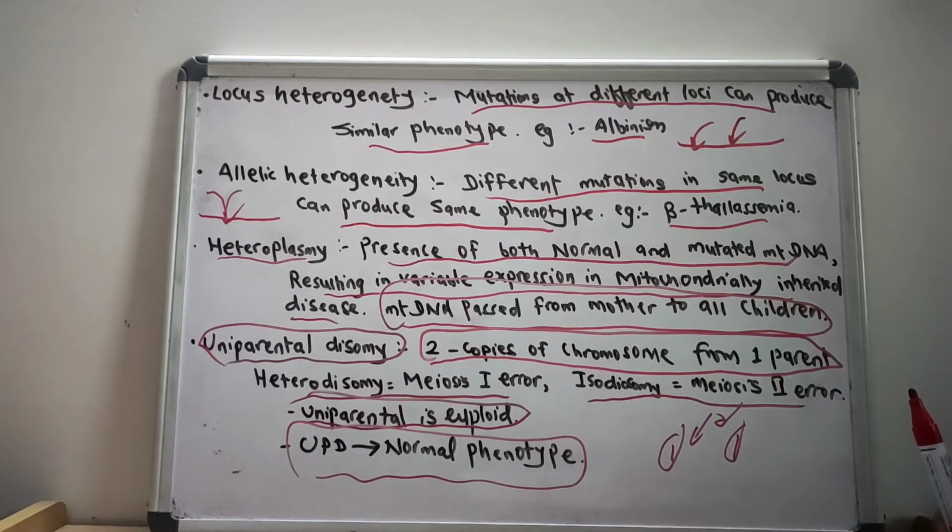So consider isodisomy in an individual manifesting a recessive disorder when only one parent is the carrier. For example, Prader-Willi and Angelman syndrome. So it is one of the examples of uniparental disomy. So these are the most important genetic terms that you should know in genetic biochemistry. Thank you.